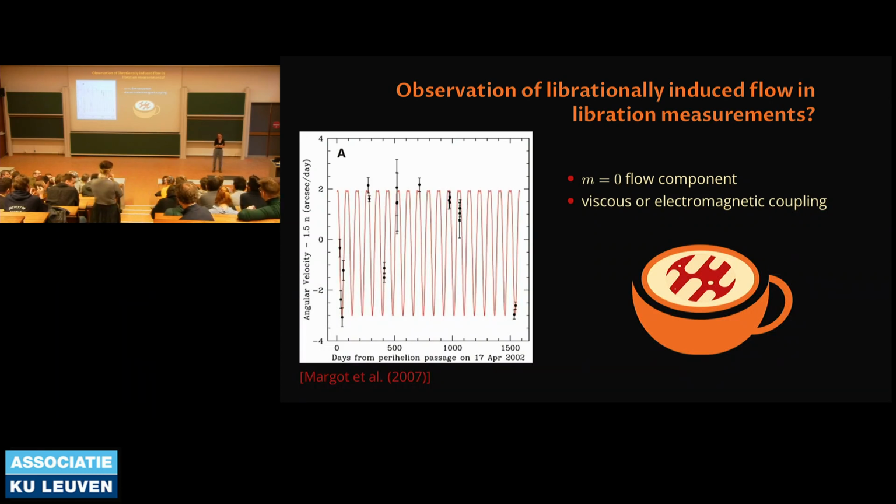Looking at this plot, I think one thing you notice is that the data is very sparse, and you were mentioning BepiColombo. I'm wondering, will that help fill up this plot, for instance?